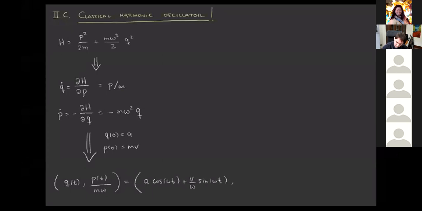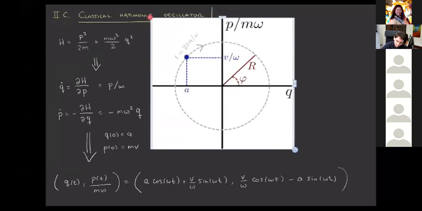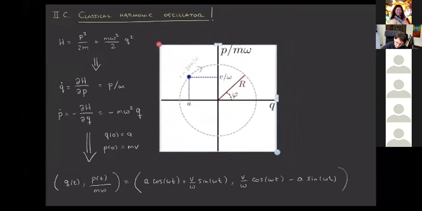Now for p, we have the complementary of that, so it's v over omega cosine of omega t minus A sine of omega t. This is an expression that looks a bit mathematical, but now we can actually plot what happens in the space of p and q.